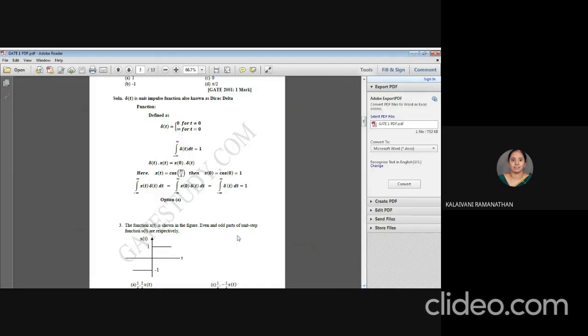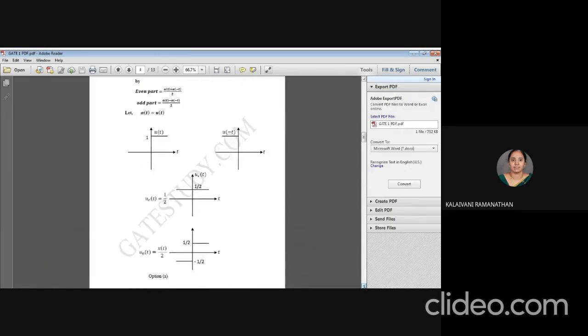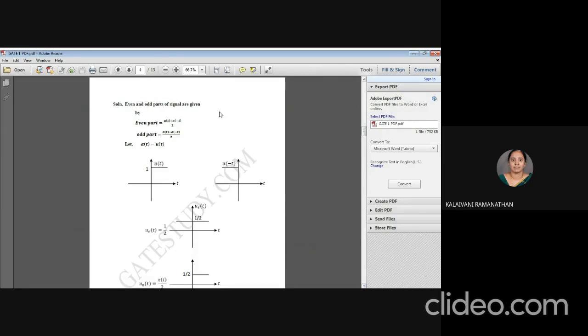So you have to remember that the even part x e of t is equivalent to x of t plus x of minus t, the whole divided by 2. Similarly, x o of t is equal to x of t minus x of minus t divided by 2. So in this case, we shall check the solution once again. So here you have noted down the formulas. Even part is x of t plus x of minus t divided by 2, and similarly the odd part is x of t minus x of minus t by 2.